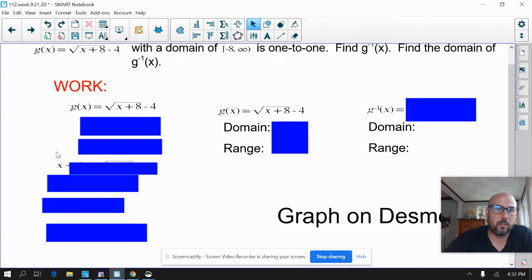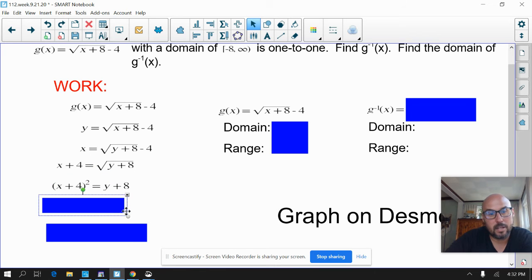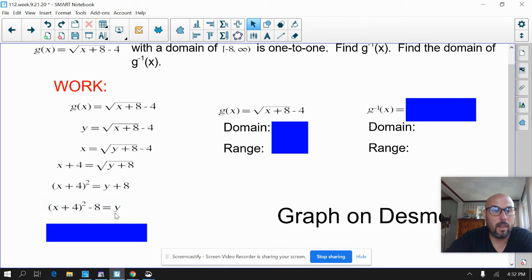So let's do some algebra. So remember that big algorithm, how do we find the inverse? We'll replace g of x with y. We'll switch y and x, and then we'll solve for y. So I would add 4. How do I get rid of that radical? You would square and then subtract 8. And then voila, this is the inverse function.